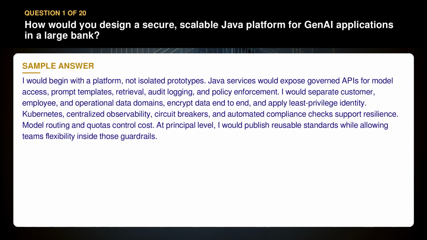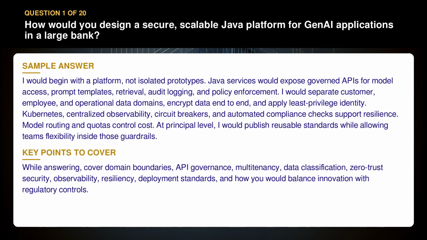Kubernetes, centralized observability, circuit breakers, and automated compliance checks support resilience. Model routing and quotas control cost. At principal level, I would publish reusable standards while allowing teams flexibility inside those guardrails. While answering, cover domain boundaries, API governance, multi-tenancy, data classification, zero trust security, observability, resiliency, deployment standards, and how you would balance innovation with regulatory controls.